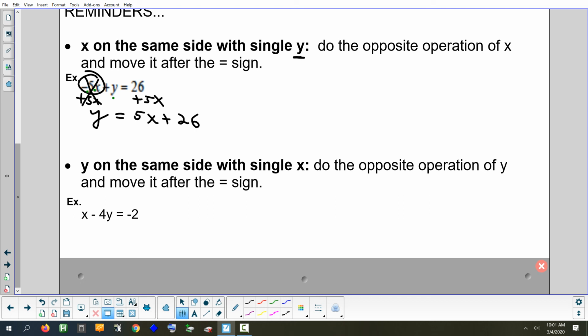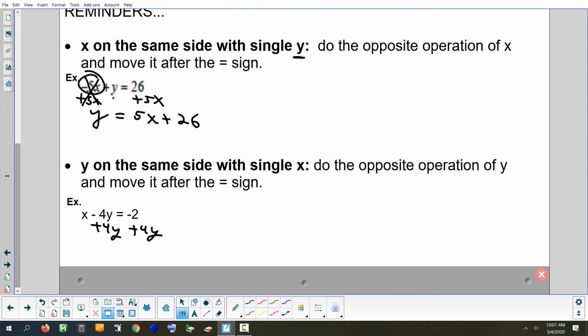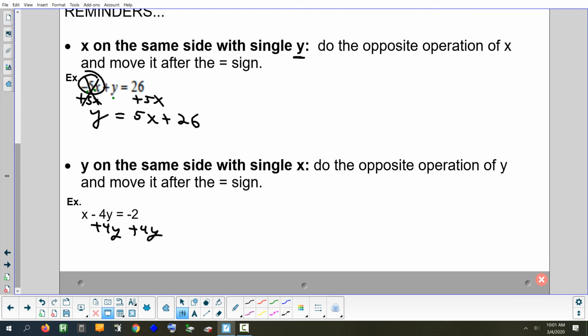James? Plus 4y. Yeah. Plus 4y. And Princess, what's -4y plus 4y? How much? That would be 4 plus 4. This is -4 plus 4. 0 cancels out. So now you have x equals, and that was the whole goal. You wanted to get a letter by itself.